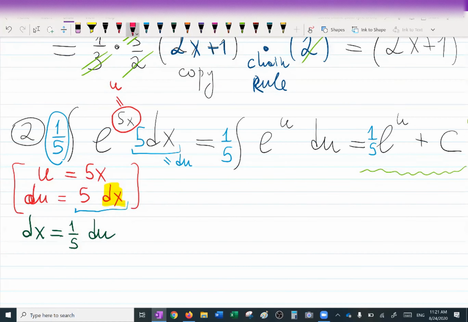And then you plug in, and I'll even number them. You plug in equation number 1 and equation number 3. So it's 1, 2, and 3. 1 is where you set up your u. 2 is when you differentiate u. 3 is when you solve for dx. You plug 1 and 3 into your integral. And then it just works itself out, like I showed you in the first example. You don't have to be creative and you don't have to multiply by 5 and divide by 5. When you plug in this dx and this u, it just works it out by itself.